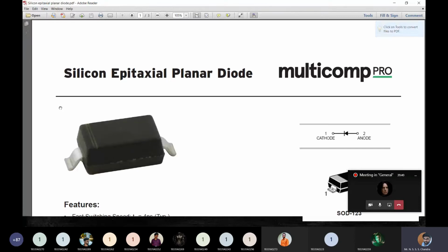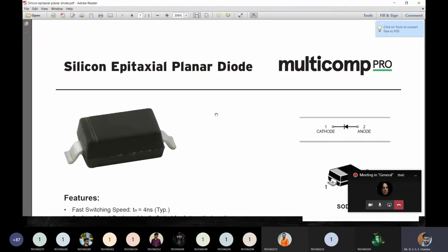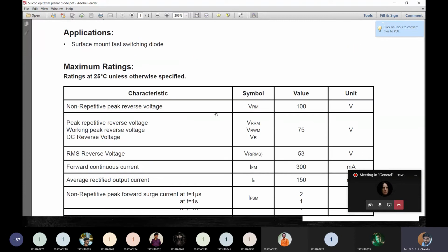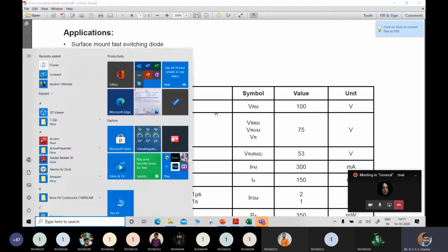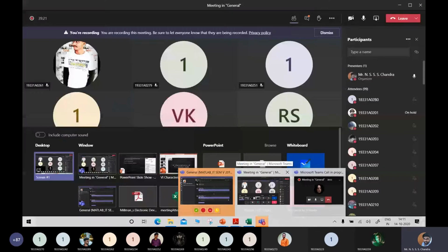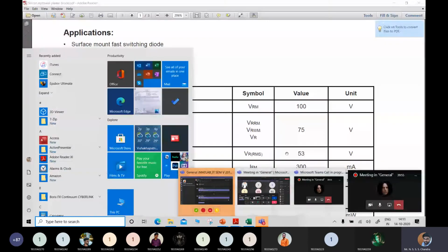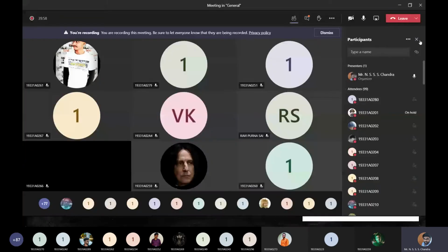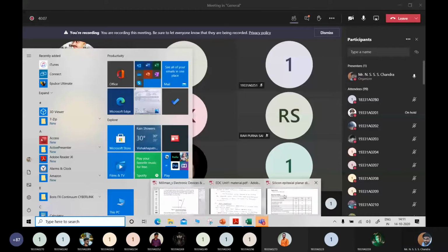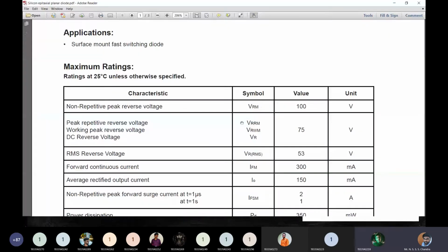Okay, can you see this PDF? Please let me know. You can write in the chat box, or I will unmute you. Okay, is the PDF visible now? Okay, now mute yourself.